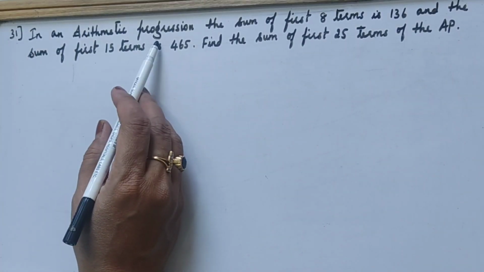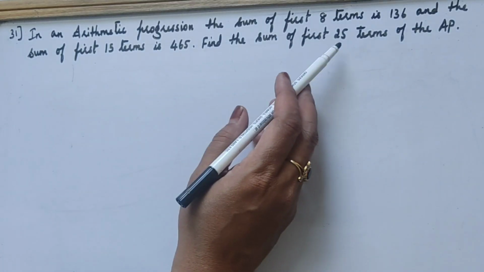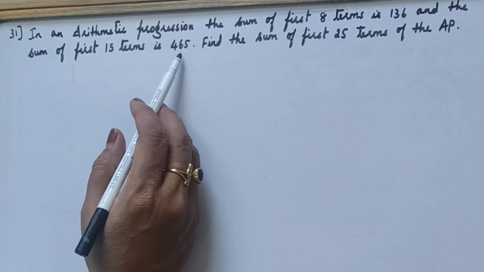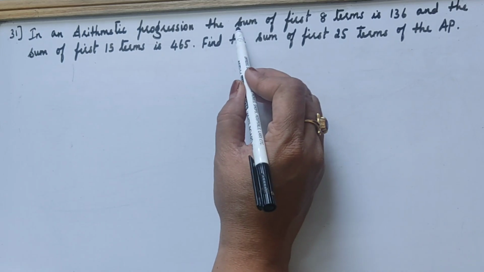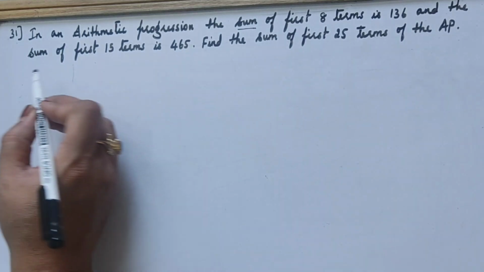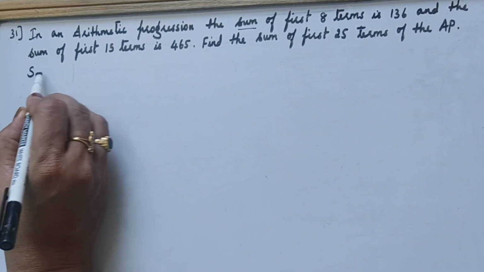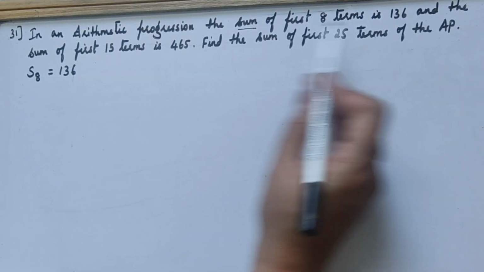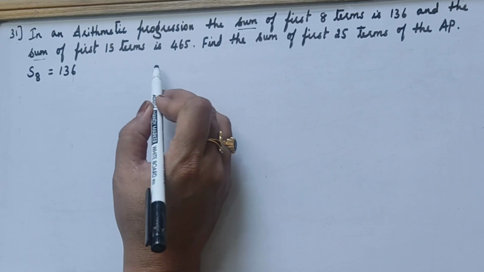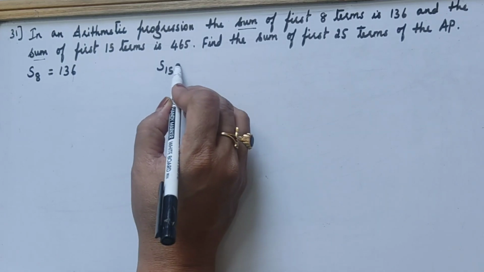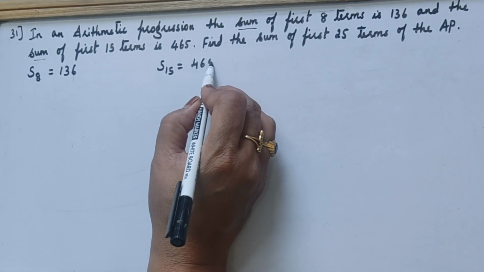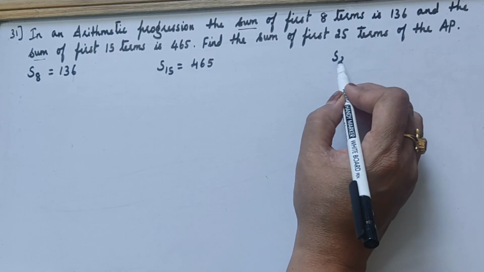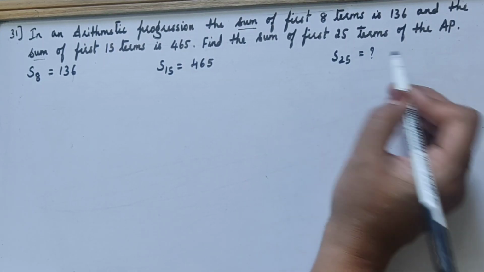In an arithmetic progression, the sum of the first 8 terms is 136 and the sum of first 15 terms is 465. As the word sum is given, sum of 8 terms, let me write S8 equals 136 and the sum of 15 terms S15 equals 465, and we need to find the sum of first 25 terms. This is what we need to find out, students.